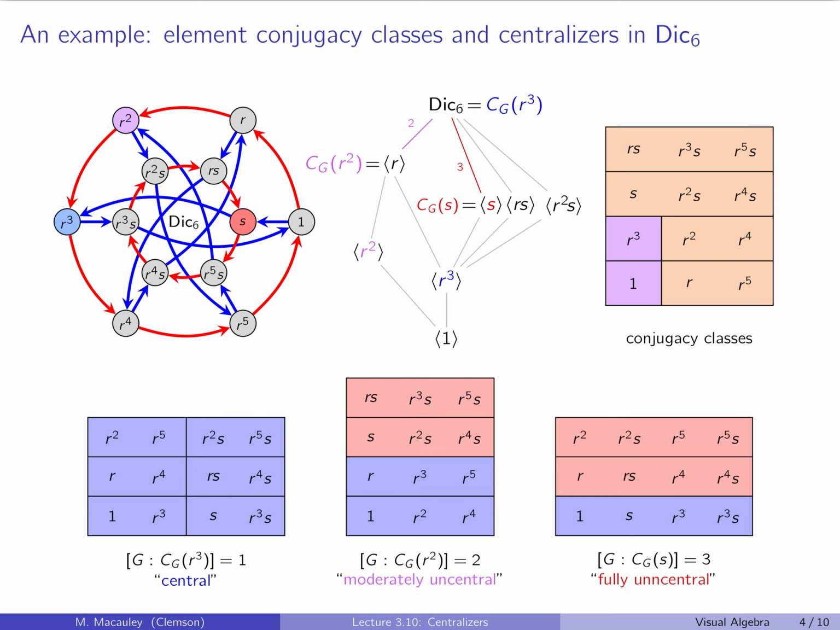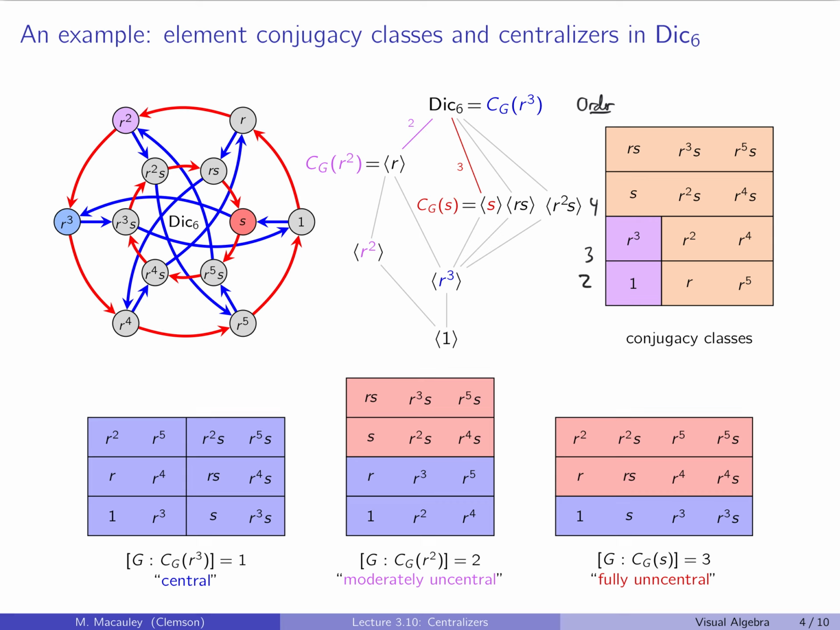This is the dicyclic group Dic₆ of order 12, and I've picked 3 elements to illustrate the various degrees of centrality. First, we have s that has order 4. Let's put the order up here. So it generates a cyclic subgroup of order 4. Next up, we have r squared, which has order 3. So it generates a cyclic subgroup of order 3. And r cubed has order 2. So it generates a cyclic subgroup of order 2 right here.